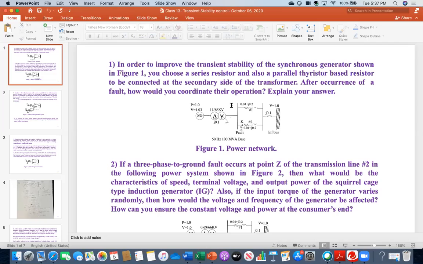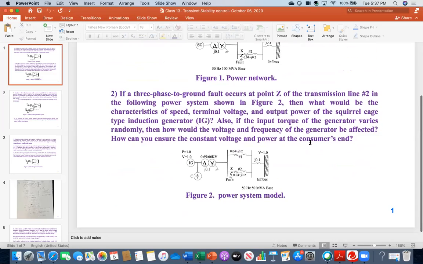Series device will reduce the magnitude of the fault current. In that way, overall stability will be achieved. Okay, so moving forward, question number 2.